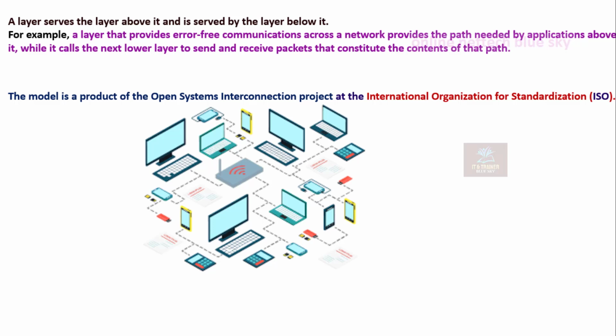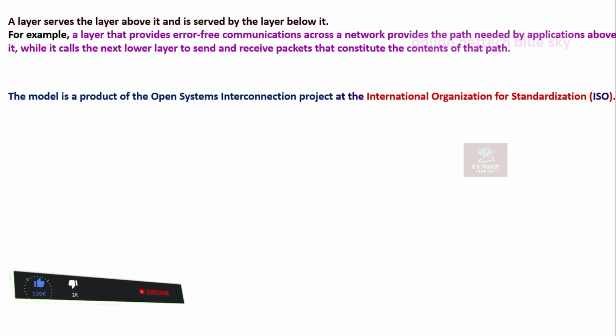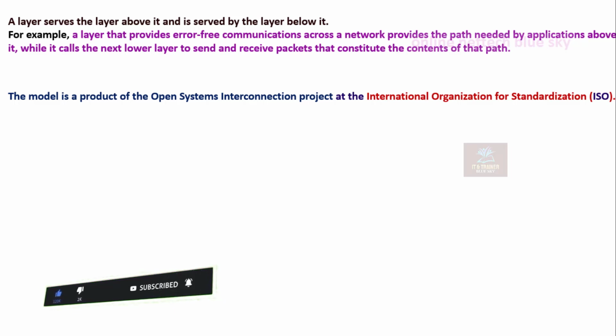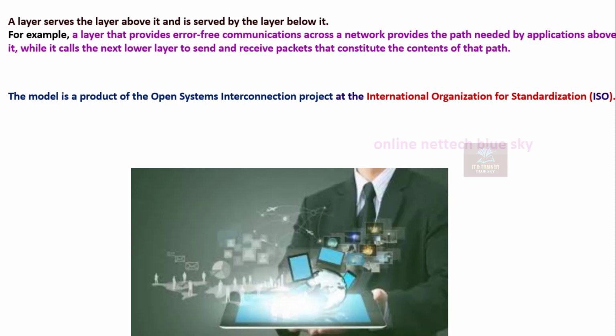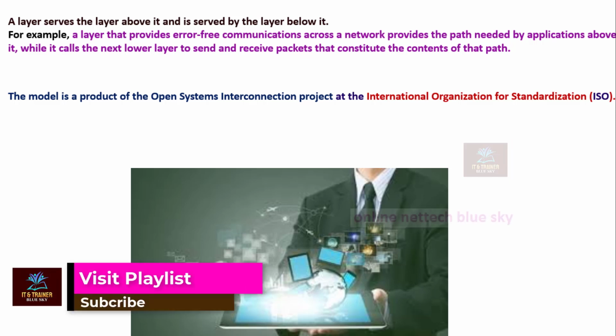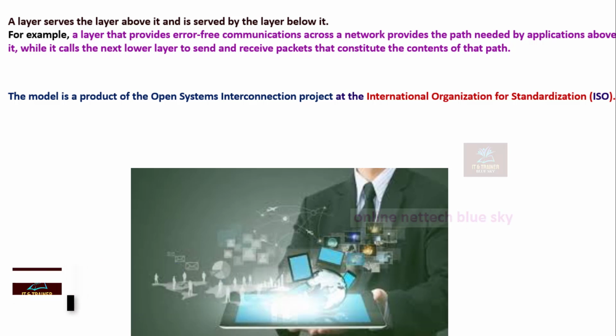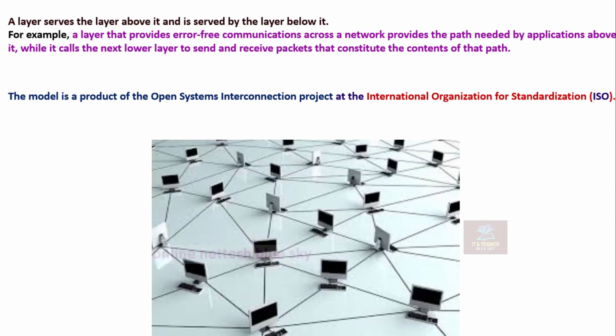The model is a product of the Open System Interconnection project. Why is it called the Open System Interconnection project? Because after the OSI layer created some protocol, a lot of companies created their own systems, IBM and other types of companies, and Microsoft created open systems in different ways. The main component was the same, but it was apple to apple connection, Microsoft to Microsoft company connection. So that is the main problem: company to company connects, but other companies do not connect.